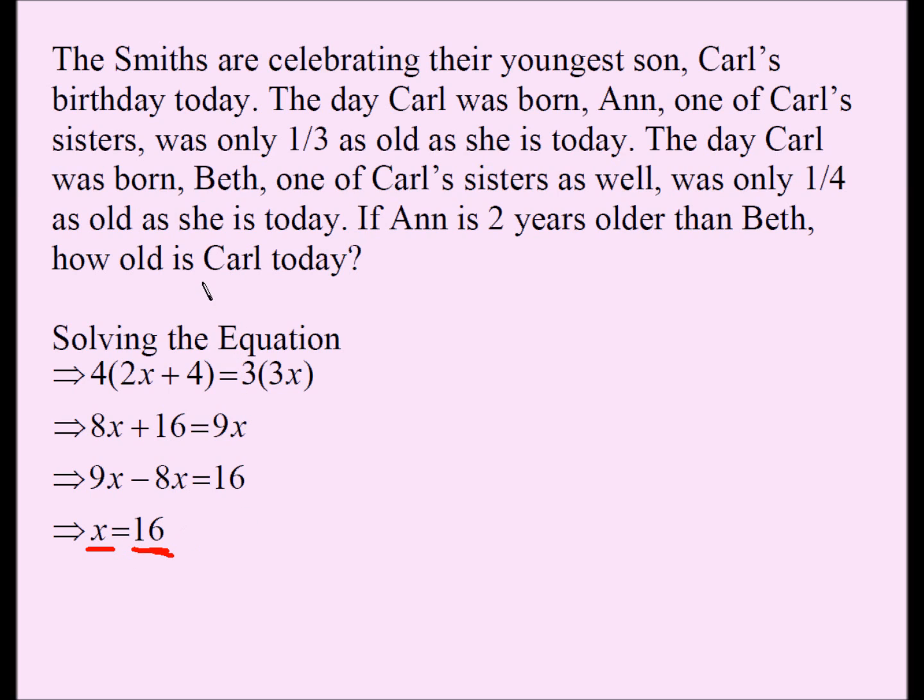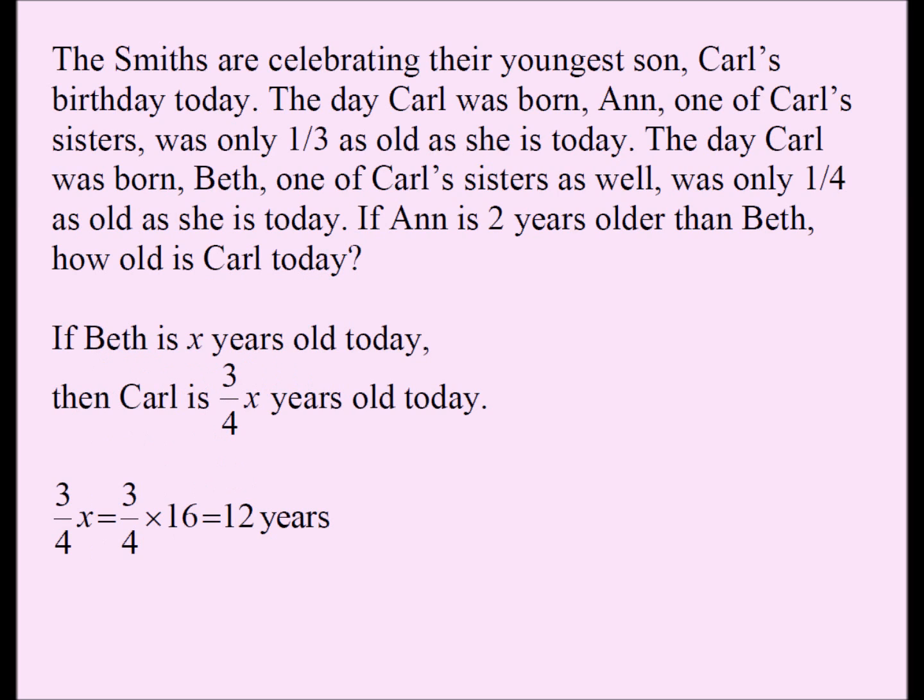Now I need to find Carl's age today. I found x to be 16, and that was Beth's age. So let's see what we can do. Remember, if we said Beth was x years old, Carl must be 3/4 of x. Well, if x is 16, I replace x with 16, I get 12 years old. Carl has to be 12 years old. That's our answer.